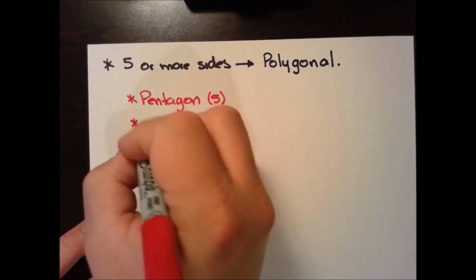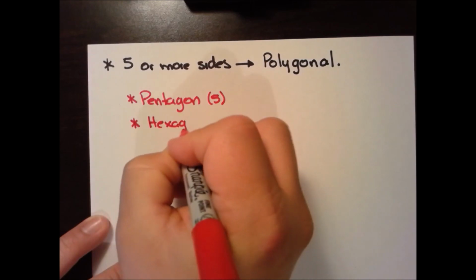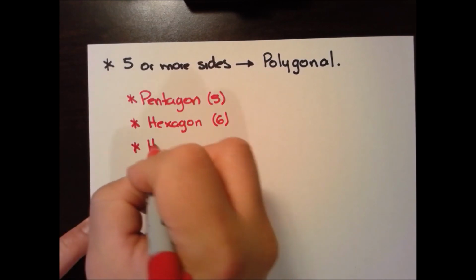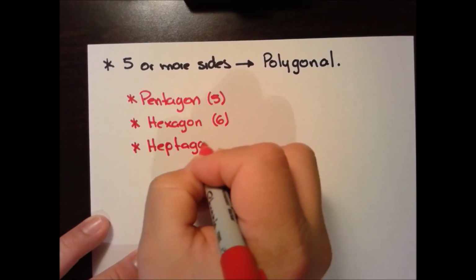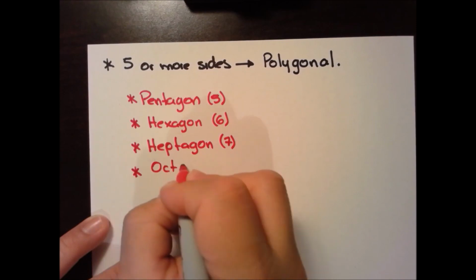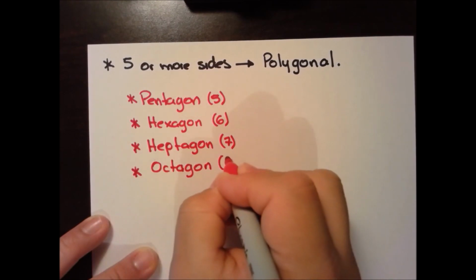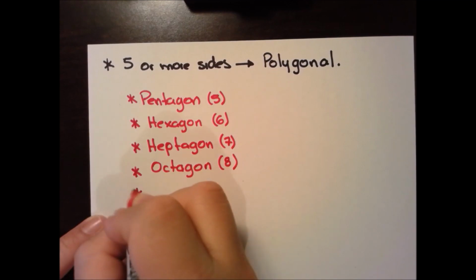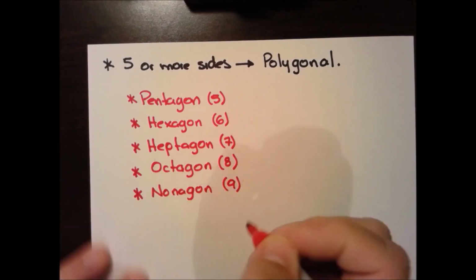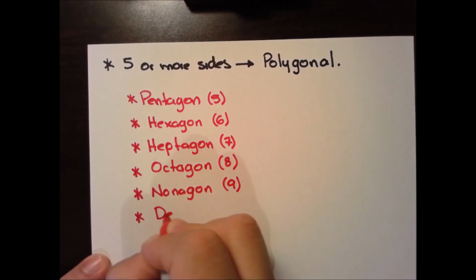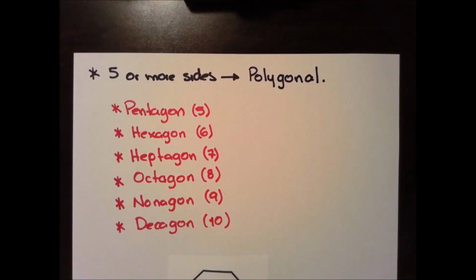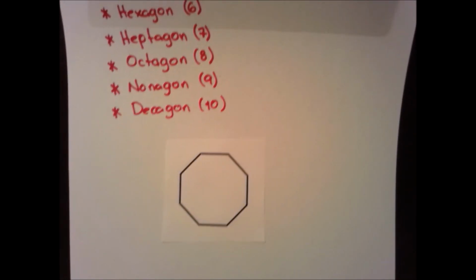Then we are going to have the hexagon with 6 sides. Then heptagon with 7 sides. Then octagon with 8 sides. Then nonagon with 9 sides. Decagon with 10 sides. Okay, let's go with an example of some regular polygon.